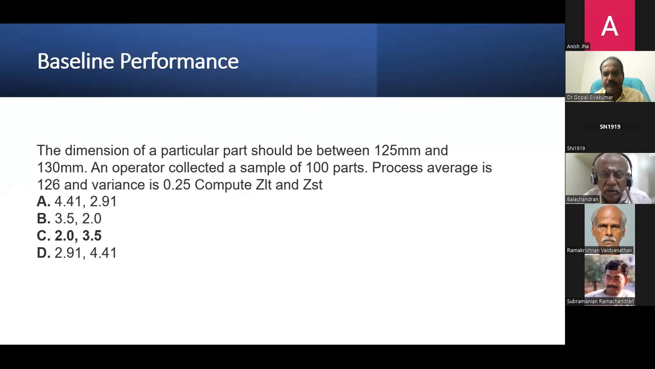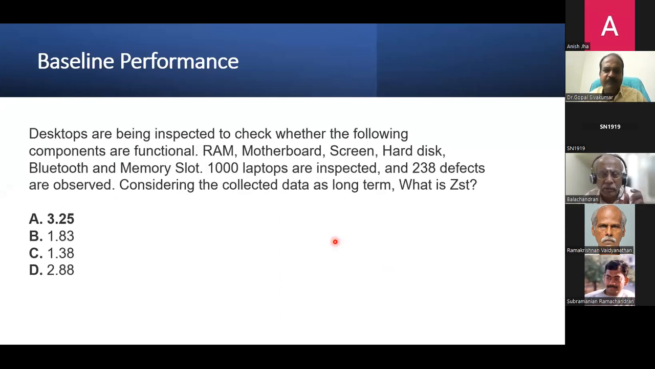Sir, one clarification. You put the number of defects as 238, which is given. They have stated 238 defects, that is given. Right, sir. 238 is given and 1,000 units inspected. And opportunities for error is also understood as 6. And under the situation, ZST is 3.25.